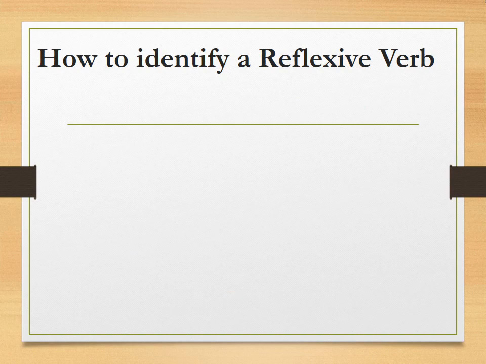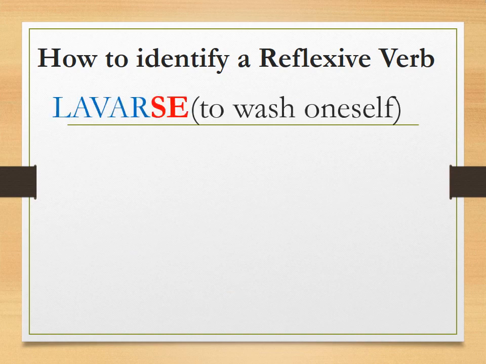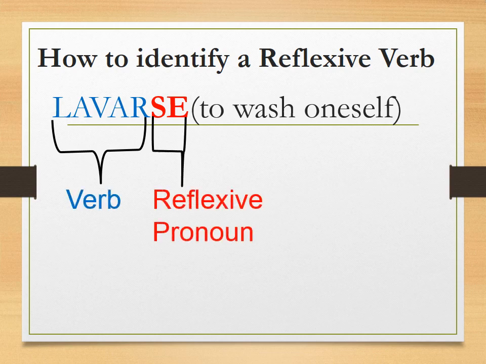So how do you identify a reflexive verb? Lavarse is an example of one. Lavarse means to wash oneself. So lavar is going to be your verb and the se is going to be your pronoun. That's how you can tell whether it's a reflexive verb or not: you're looking for this se, and that's in its unconjugated form. This right here is the infinitive, it's not conjugated.